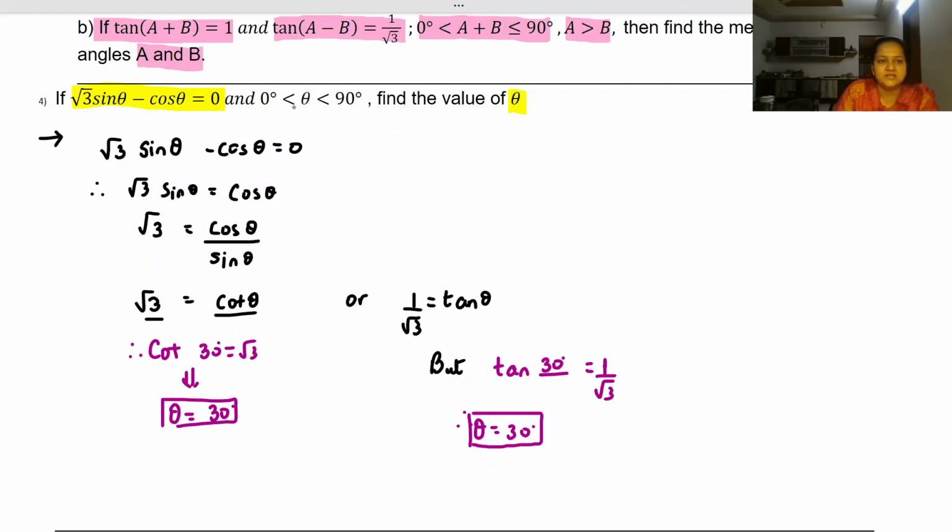Let's quickly see the question again. It's an important question for MCQ point of view. Root 3 sine theta minus cos theta is 0. Theta lies between 0 and 90. We have to find the value of theta.